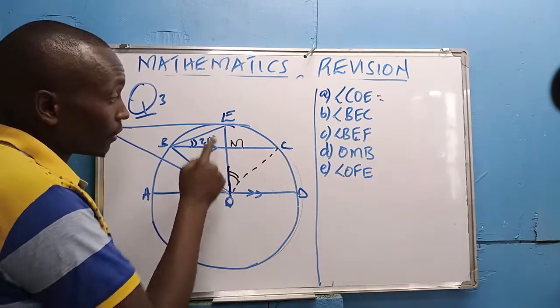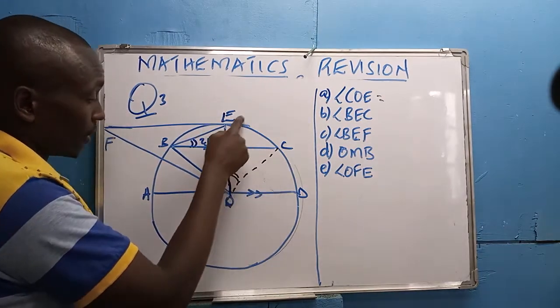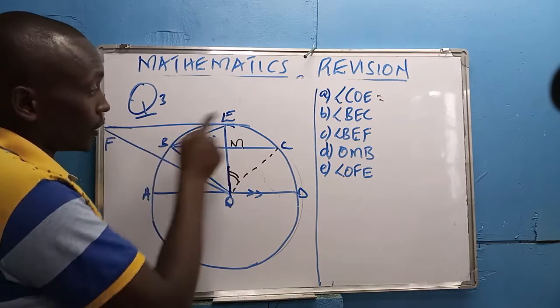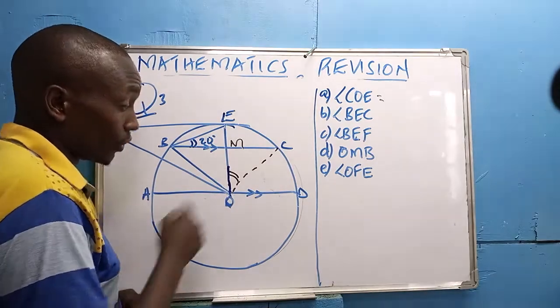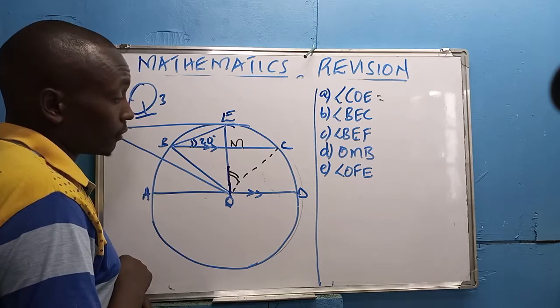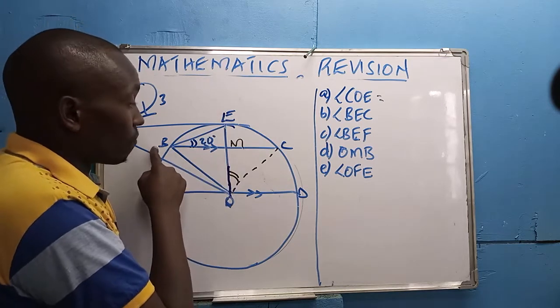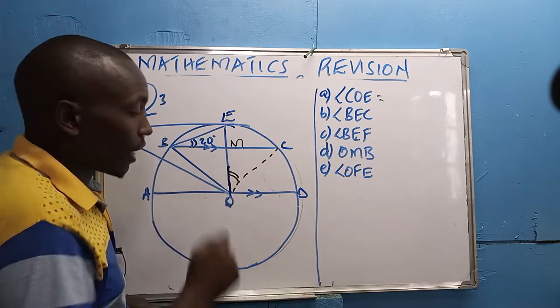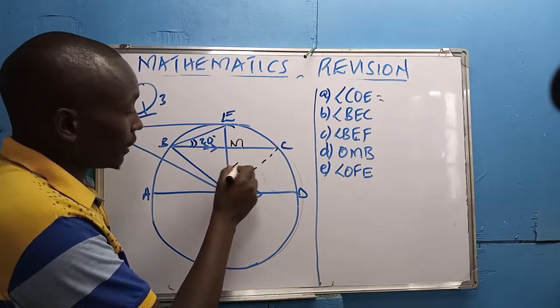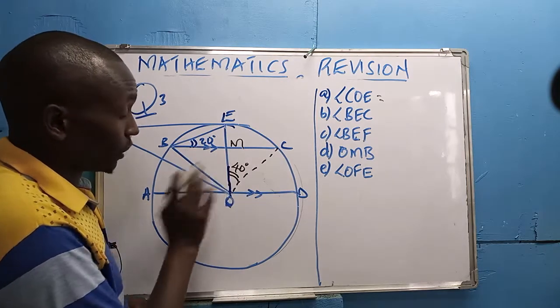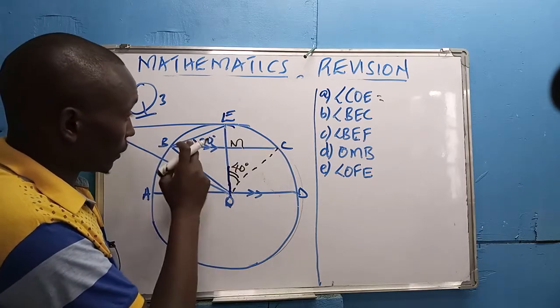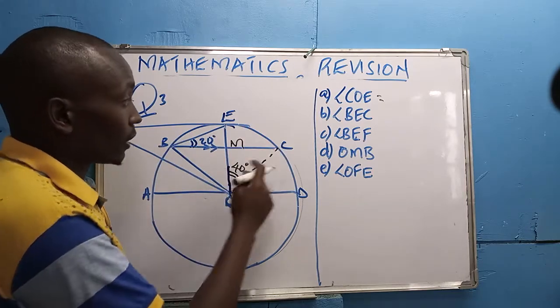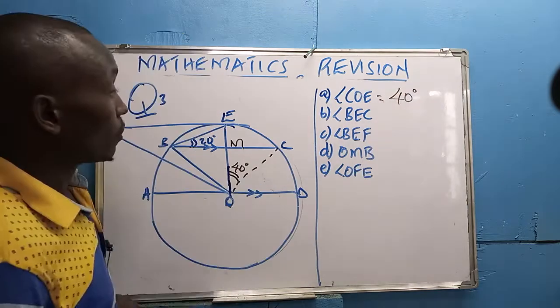The arc EC has subtended an angle EBC here. It has also subtended the angle in question at the center. The angle at the circumference is always half the angle at the center. So automatically this angle is 40, twice this one. The angle at the circumference, 20. The angle at the center automatically will be 40. So we are done with that.